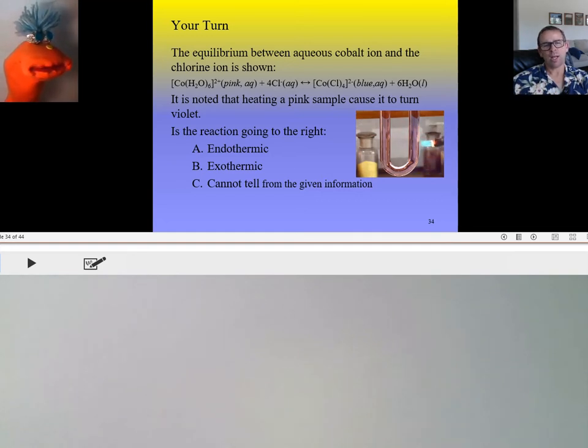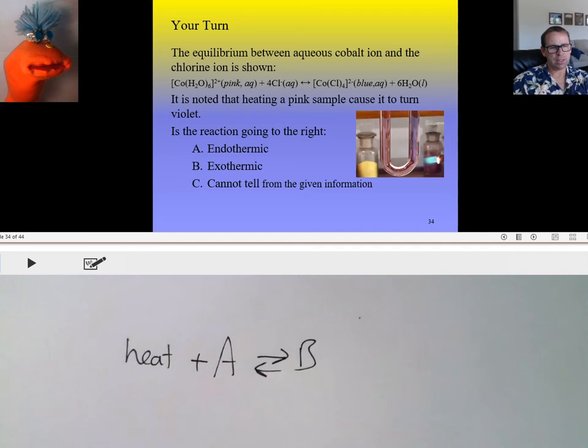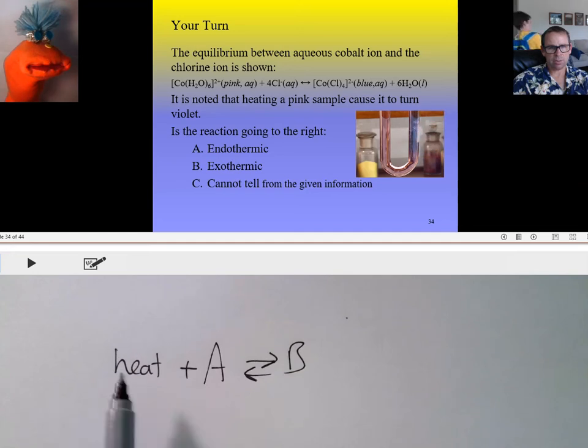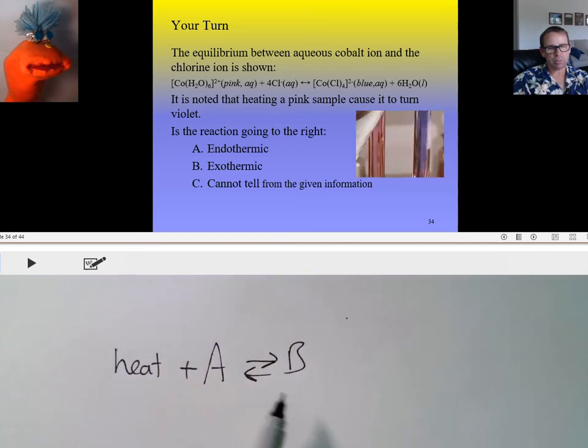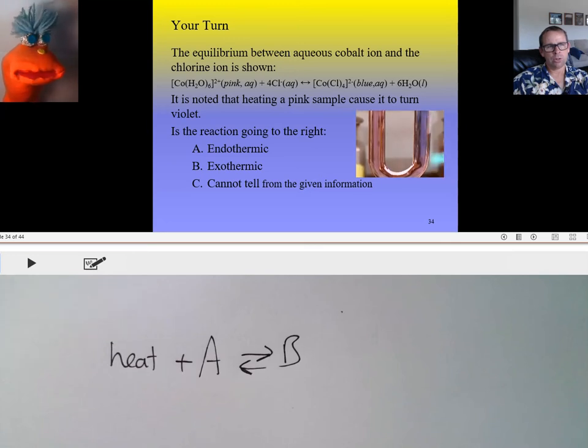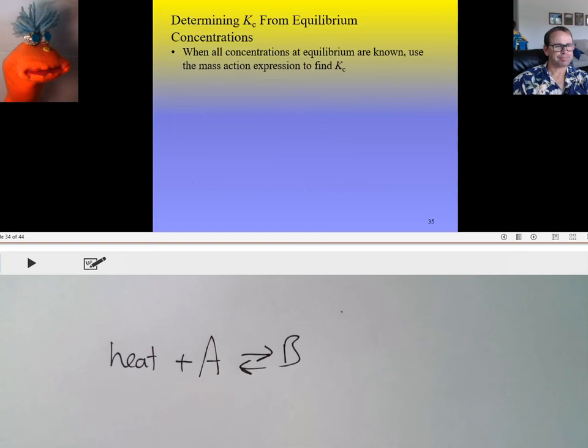Okay, very good. And if there's heat on the reactant side of a reaction, for example, here's a chemical reaction that has heat on the reactant side. If I add heat to it, that would make it shift to the product side, right? What kind of a reaction would this be? Is this endothermic or exothermic? Heat's being consumed, so it's endothermic. So when an endothermic reaction is heated, it's going to go towards products. Okay, very good. Excellent job.